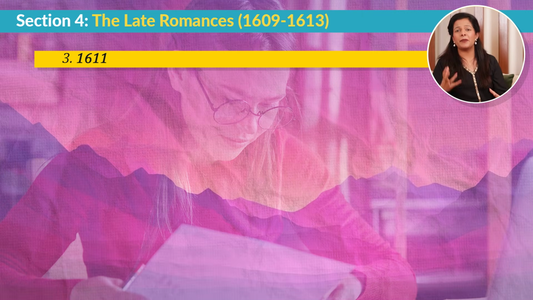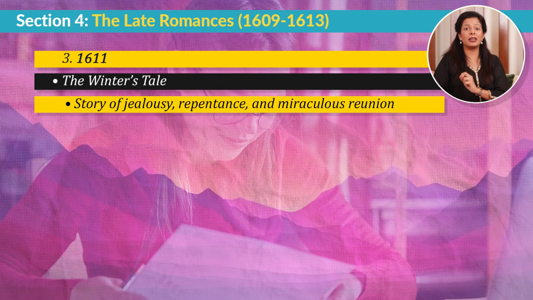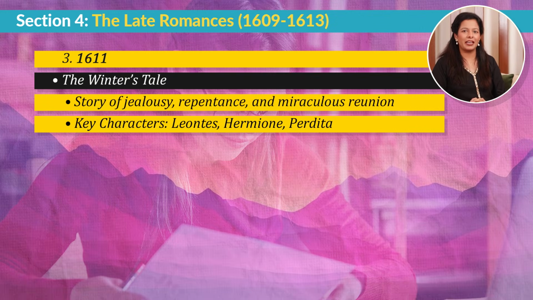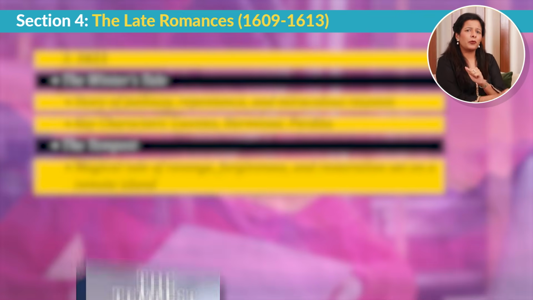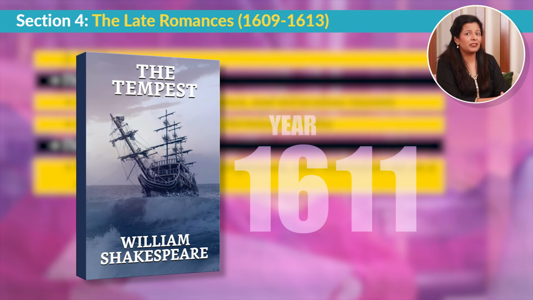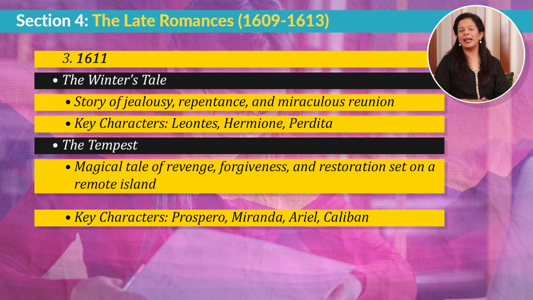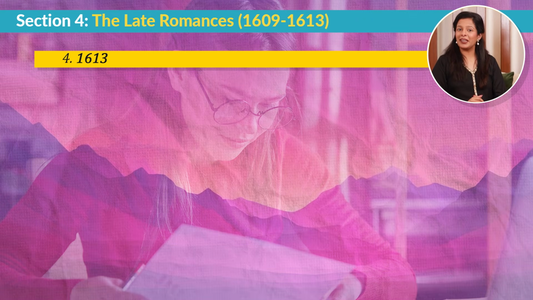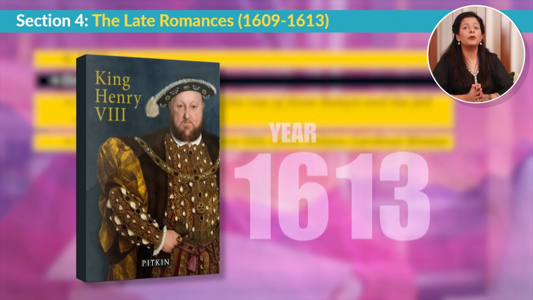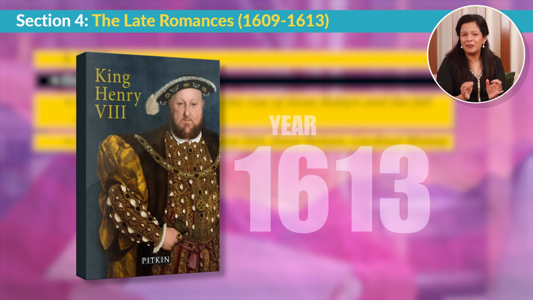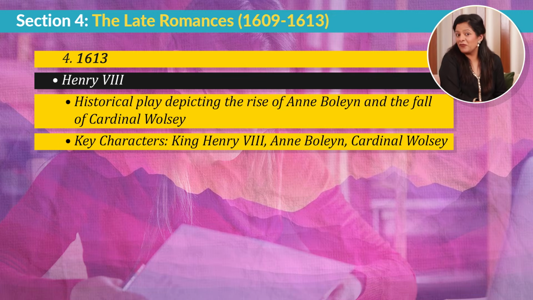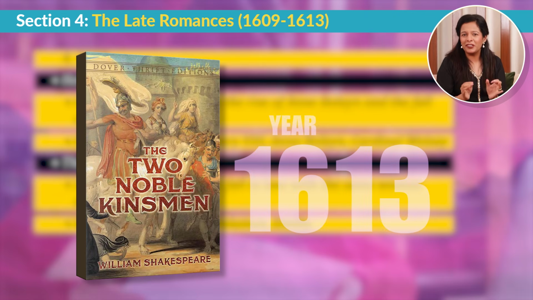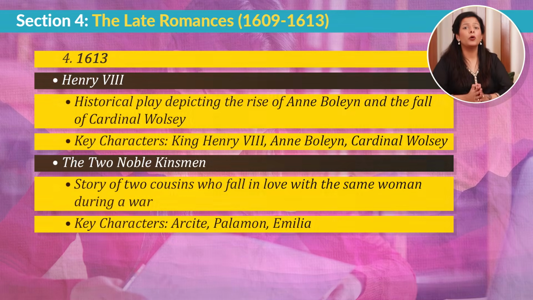In 1611, we have 2 plays. The Winter's Tale brings themes of jealousy and redemption, featuring Leontes, Hermione, and Perdita, and The Tempest, where the magician Prospero brings his enemies to the island and forgives them. Characters include Ariel and Miranda. In 1613 too, there are 2 plays. Henry VIII highlights the fall of Cardinal Wolsey and the rise of Anne Boleyn, ending with the birth of Queen Elizabeth. And The Two Noble Kinsmen tells the story of 2 cousins, Arcite and Palamon, who fall in love with the same woman, Emilia.